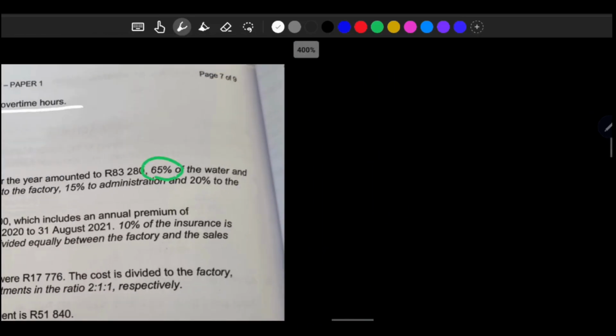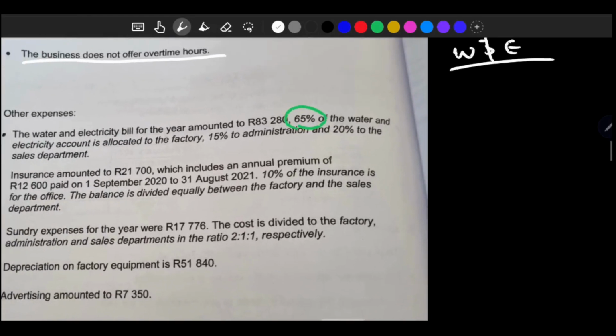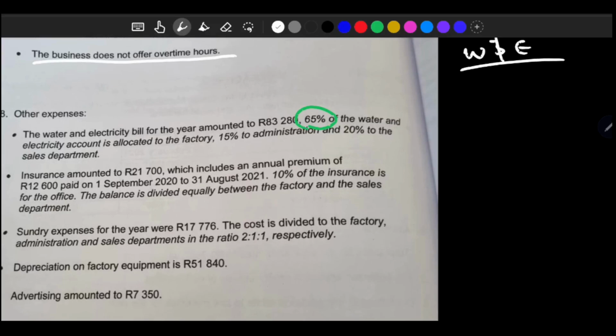So water and electricity, I'm just going to abbreviate it W&E. Water and electricity, we have 83,280. Let me just erase that so it's visible.